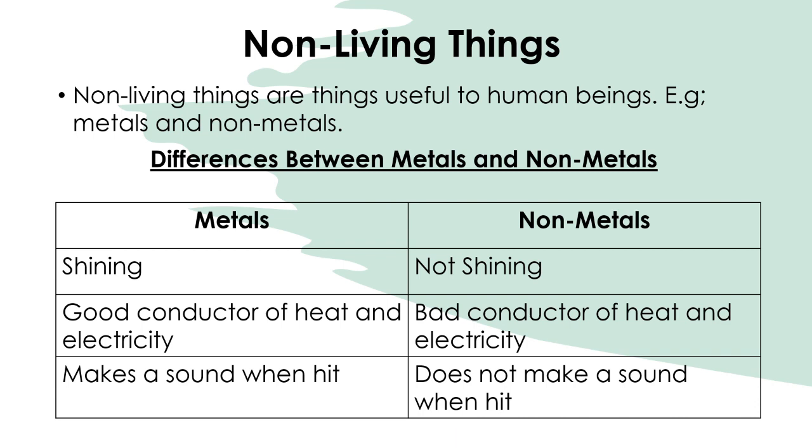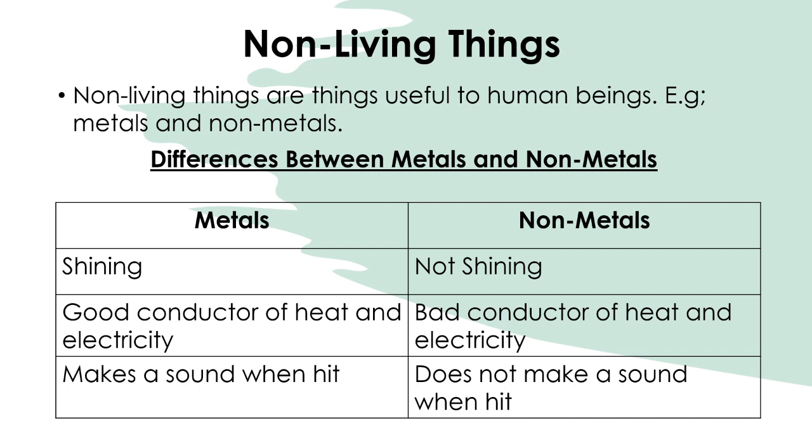Differences between metals and non-metals. Metals are shining, while non-metals are not shining. Examples of metal: we have what? We have steel and we have iron. Examples of non-metal: we have carbon, we have plastic. So plastic is not shining, neither is carbon.